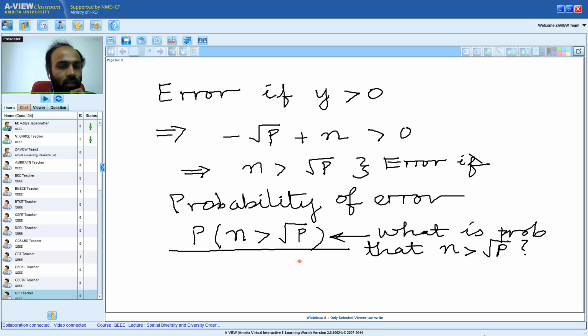GHR college, can someone tell me how I can find the probability that the noise is greater than square root of p? Anyone, not only this college, anyone, can you respond to me on messenger, explaining to me how we can find the probability that the noise n is greater than square root of p?